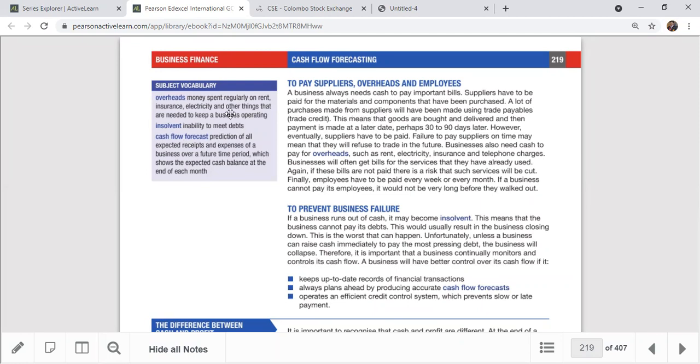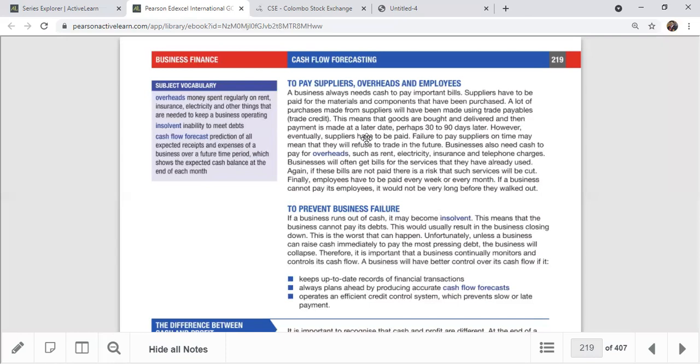As you can see, the overhead definition is here, right? Because sometimes you may not have an idea what overhead is. If you're an accounting student, I know you can understand what overhead means. Overhead means money spent regularly on rent, insurance, electricity, and other things that are needed to keep a business operating. So this is important.